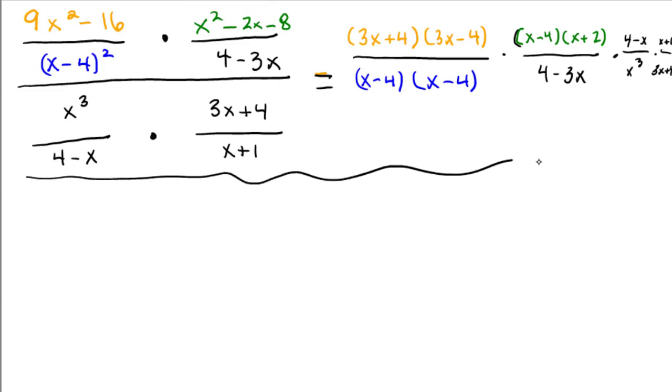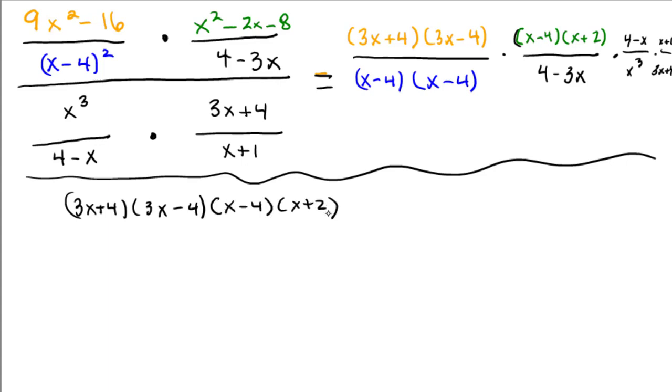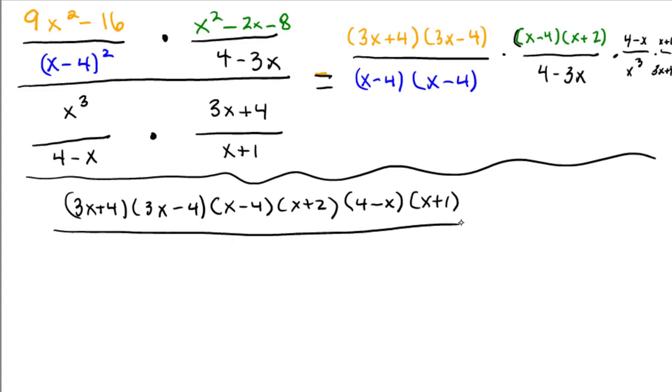Now as I come down to the next stage, I'm going to write them all a little bit larger so I can see what's going on. All is the same color now. In the numerator we now have a 3x plus 4, a 3x minus 4, an x minus 4, an x plus 2, a 4 minus x, and then finally an x plus 1. In the denominator we have two copies of x minus 4, then we also have this quantity 4 minus 3x, then an x cubed, and that final piece was a 3x plus 4.